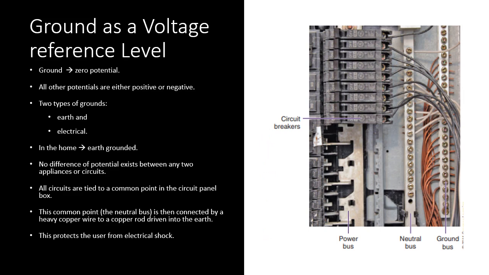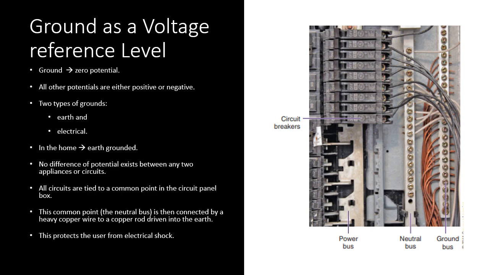Ground as a voltage reference level. Ground is a term used to identify zero potential. All other potentials are either positive or negative with respect to ground. There are two types of grounds, earth and electrical. In the home, all electrical circuits and appliances are earth-grounded. Consequently, no difference of potential exists between any two appliances or circuits.